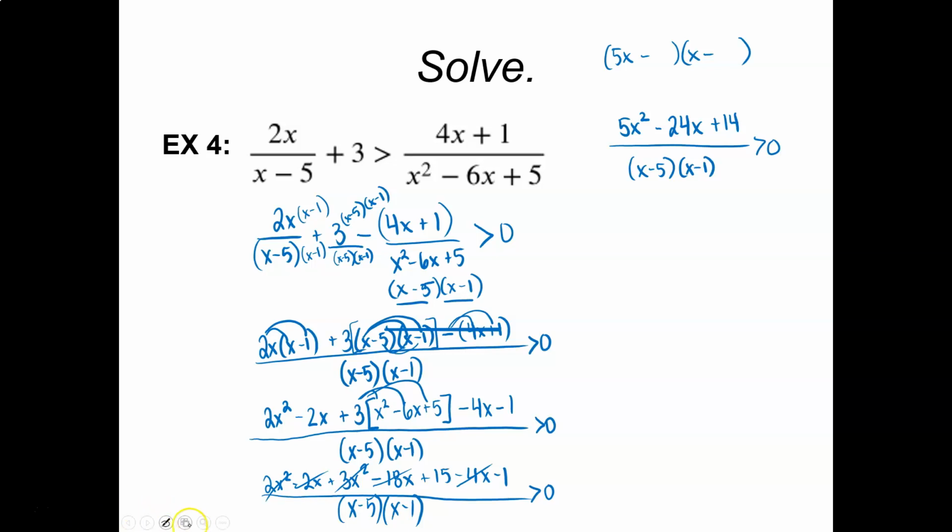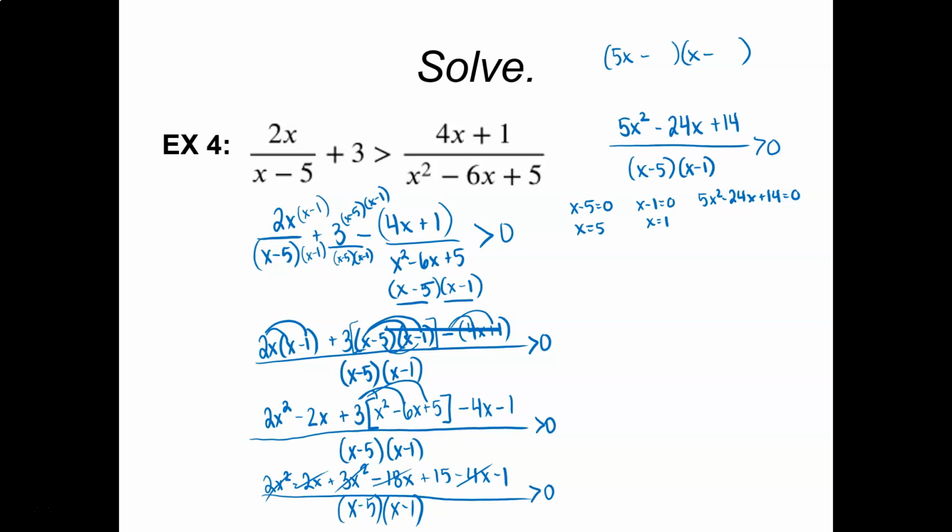So, I don't think that I will give you one that won't factor, but just for fun, I know this will not factor, and I don't think you'll see one like this on a quiz or test. But I need to set everything equal to 0, right? Which means x minus 5 equals 0, which is easy, x equals 5. And then x minus 1 equals 0, which is also easy, x equals 1. It also means that the numerator, 5x squared minus 24x plus 14, I have to set equal to 0. How do I solve that?